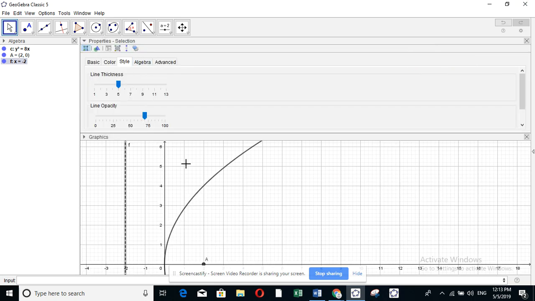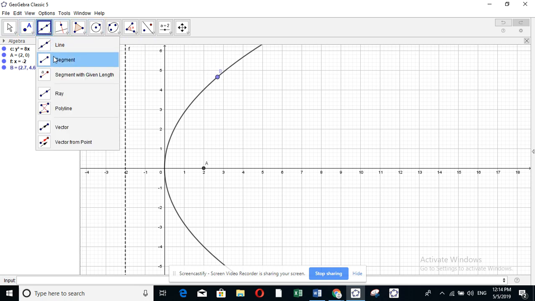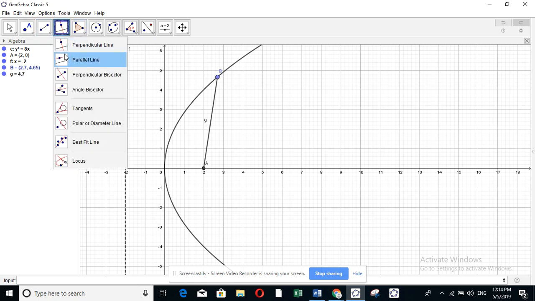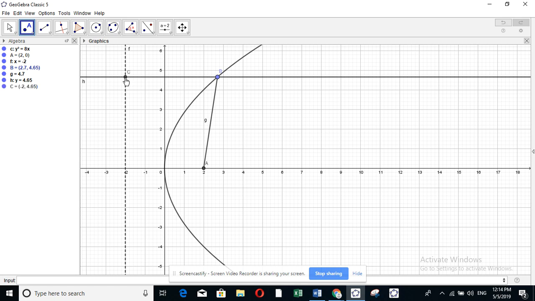Now if I pick any point on the parabola and measure the distance from this point to the fixed point, and I draw the perpendicular from this point to the directrix, take the point of intersection, and measure the distance from B to this point, as you can see, it's 4.7, 4.7.